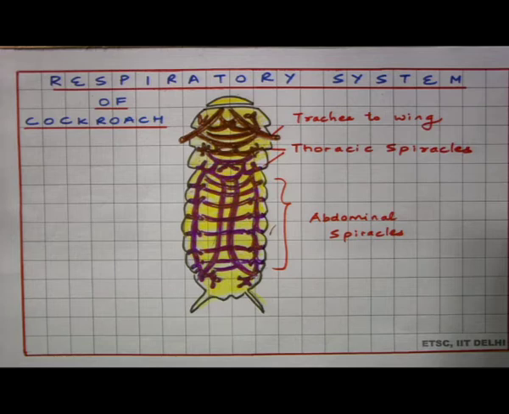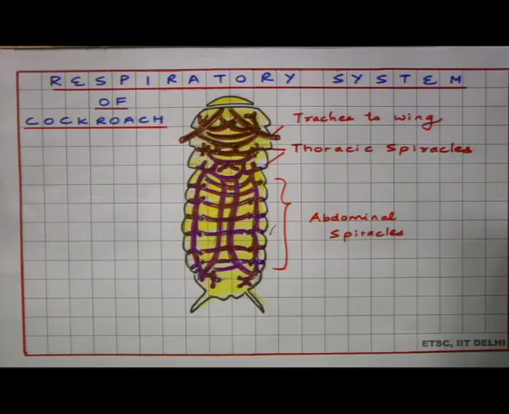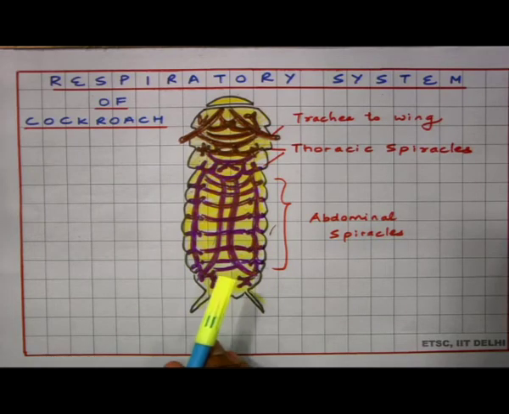The first thoracic and the first abdominal spiracle remain open all the time, but the rest of them, the second thoracic and last 7 abdominal spiracles, open during inspiration and they close during expiration. So, this point you need to remember, that the first thoracic and the first abdominal spiracle remain open, and the second thoracic and last 7 abdominal spiracles will open during the process of inspiration, but they will get closed during the process of expiration.